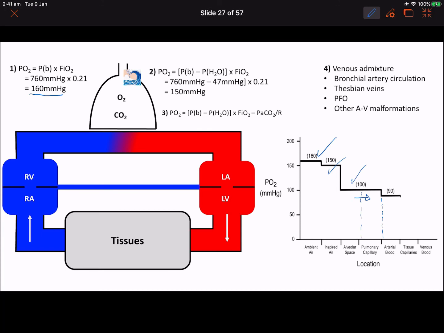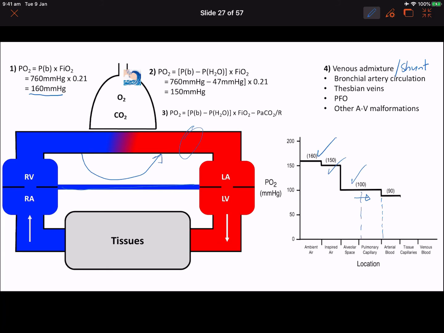But what happens when it reaches the arterial circulation, say over here? Well, it so happens that there is what we call venous admixture or shunt. And this occurs when there is blood that goes from the right side of the circulation to the left, such as here or like this, and completely bypasses the lungs. Now, this can occur with the bronchial arteries. So bronchial arteries arise from the aorta, so they arise from the left side of the circulation.